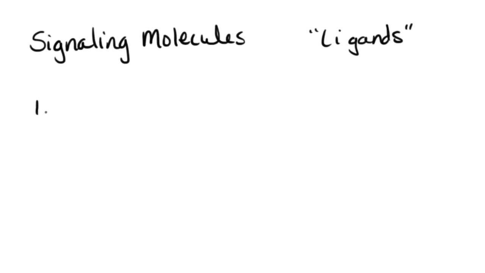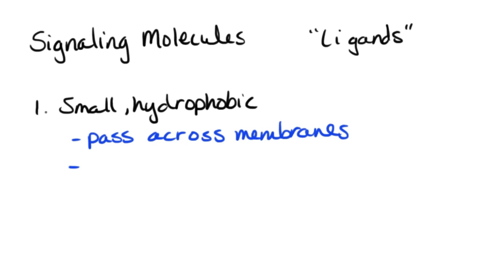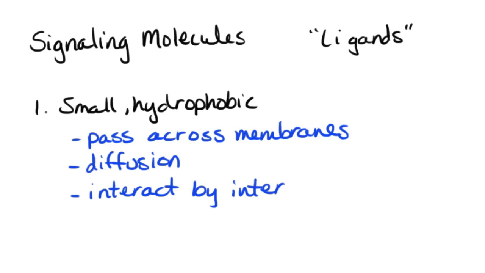The very first category is going to be small hydrophobic ligands. With these small hydrophobic ligands, the key here is that they are going to be able to pass across membranes. Since these are so small and hydrophobic, they are usually going to move by diffusion, and that's going to get them from outside of the cell to the inside of the cell. Usually, these are also going to interact or be sensed by internal receptors. Because again, they'll just diffuse right through, and those internal receptors will then be able to respond to these.